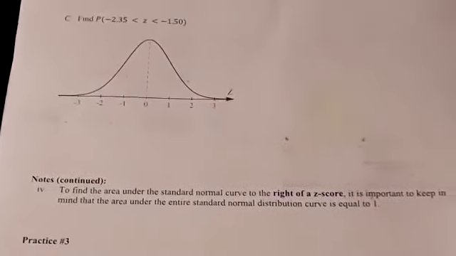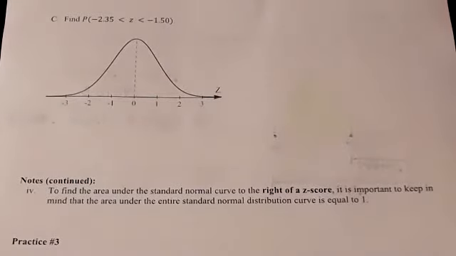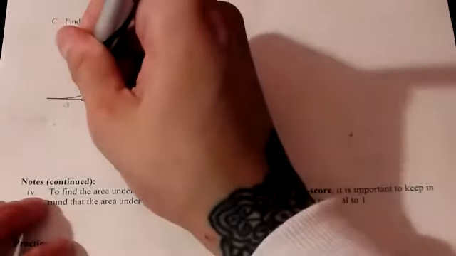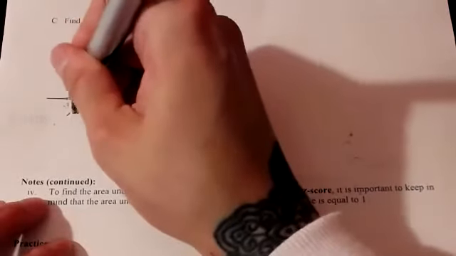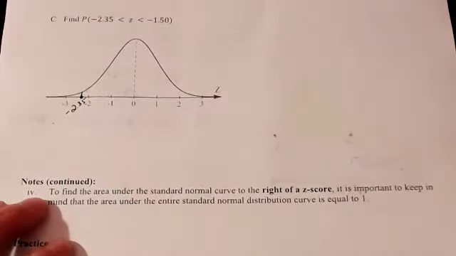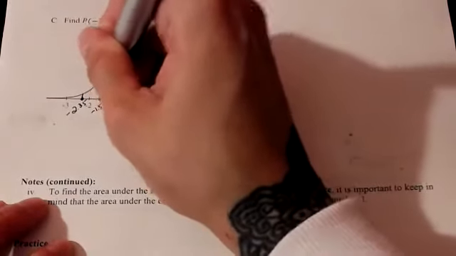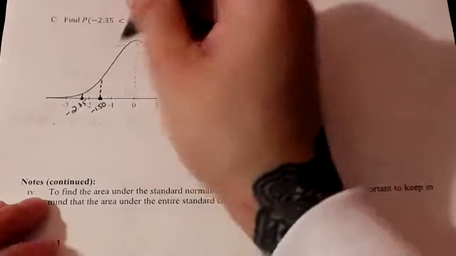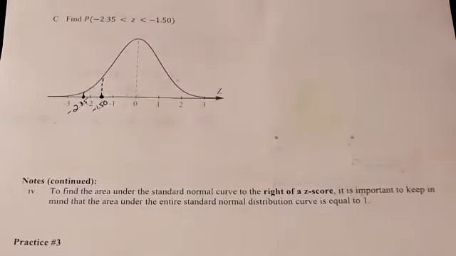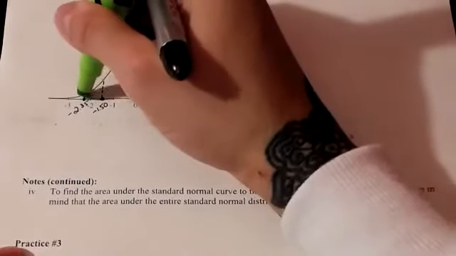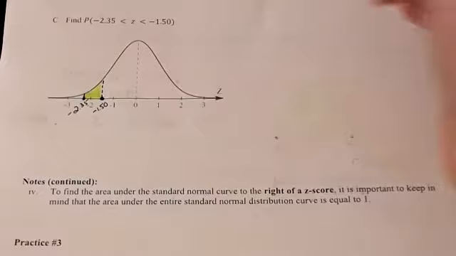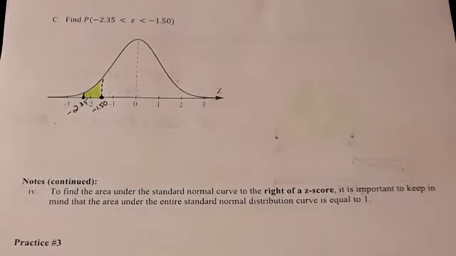And we may as well do this together because this is wrapping up this idea. So let's plot the point -2.35. So we'll label that -2.35 and -1.50. That's approximately here. And you want to shade just between those two values. Notice that just by looking at the inequality, we are referencing the area between these two z-scores.